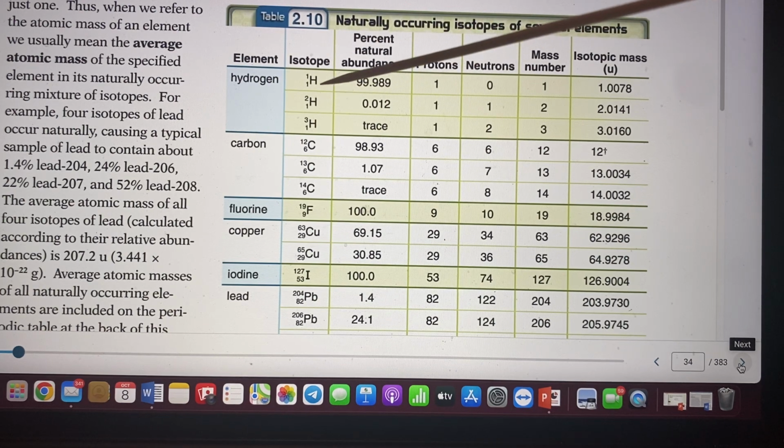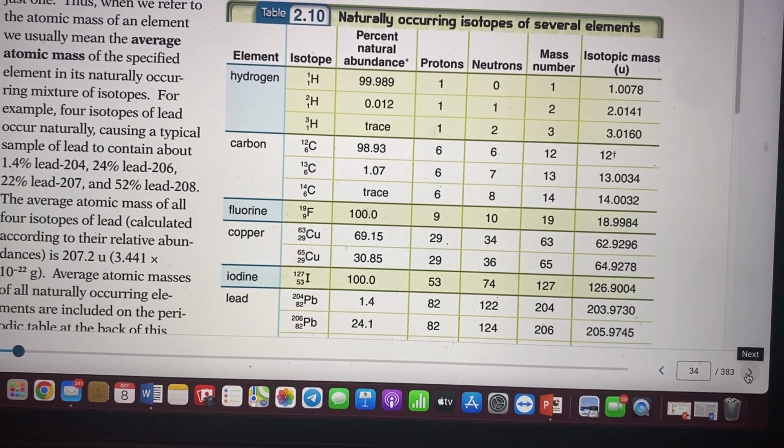We have hydrogen. We have hydrogen here. I hope you can see this pretty well. Push it up a little bit maybe there. Can you see it better?